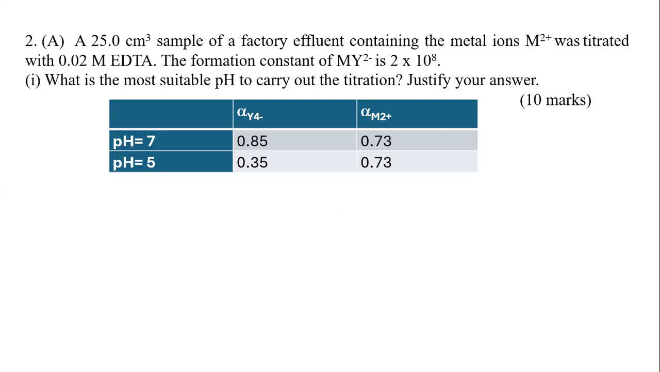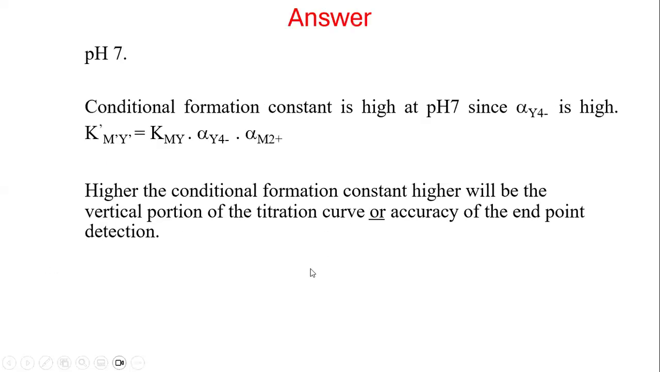It takes some time in my case because of the computer. pH 7. This is the equation. Higher the conditional formation constant, higher will be the vertical portion or the accuracy of the endpoint detection. I gave marks for these things as well, but the correct one is higher will be the feasibility. Okay, let's move on to the other one.